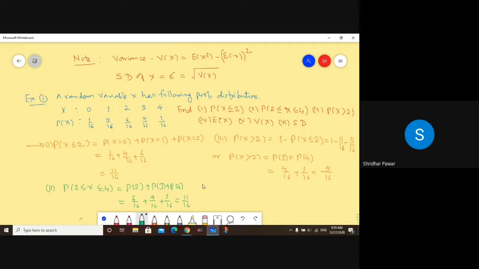go to the next answer, number 4. Expectation of x. What is the formula? Sigma pi xi. किती व्हॅल्यूज आहेत x चे? 1 2 3 4 5. I is equal to 1 to 5. So this is equal to, now see, p1 into x1. What is p1? 1 by 16 into 0. Probability into value. Probability into value. Probability 1 by 16. Value of x is 0.